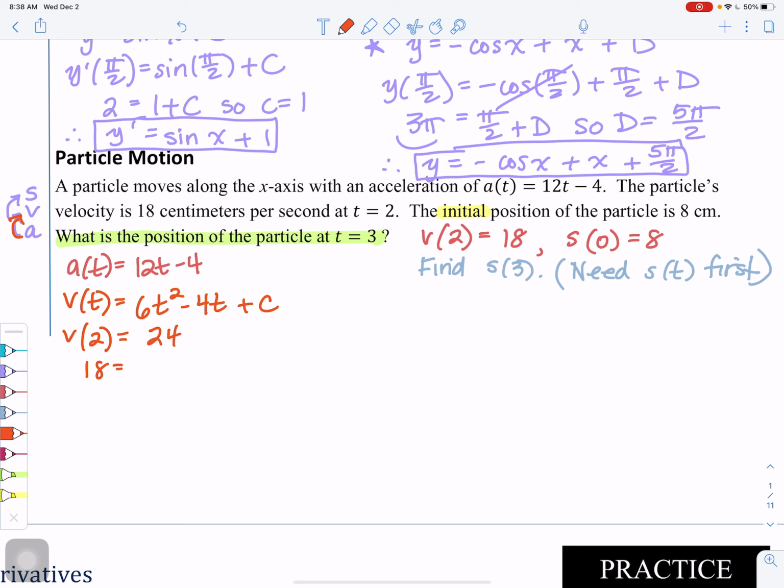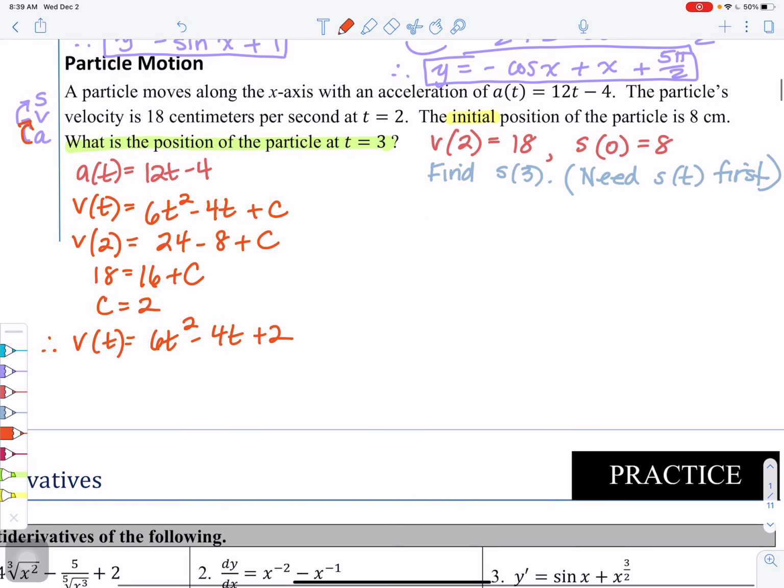Now, let's go ahead and use that initial condition, V of 2 equals 18. Plugging 2 in here, we get 24 minus 8 plus a constant. So 18 equals 16 plus C. And you can see that C is equal to 2. So therefore, the velocity is equal to 6t squared minus 4t plus 2. Now, you might ask, why does she keep writing this therefore? It actually allows me to go find it in my problem. It's not required, so no worries, okay?